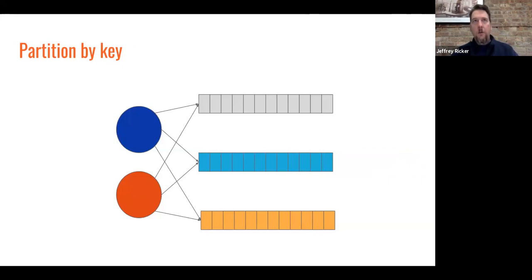So the key concept here is that the sources are in parallel, the operators are in parallel, the sinks are in parallel, but also the streams between them, those arrows between them, are also in parallel. So you're taking a stream and dividing it into partitions. And how do you do that? Well, there's 3 ways. You do it by source, by round robin, or by partition key.